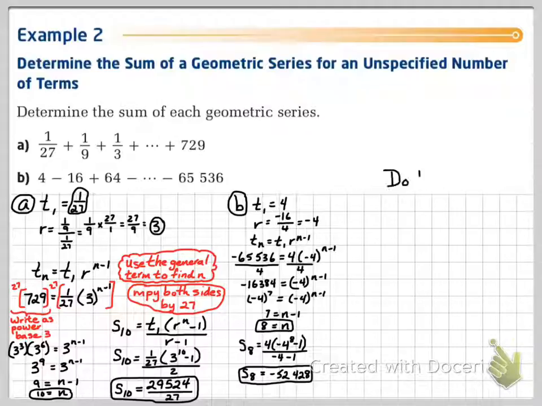Your assignment for this section is to do page 53, numbers 1 to 10.